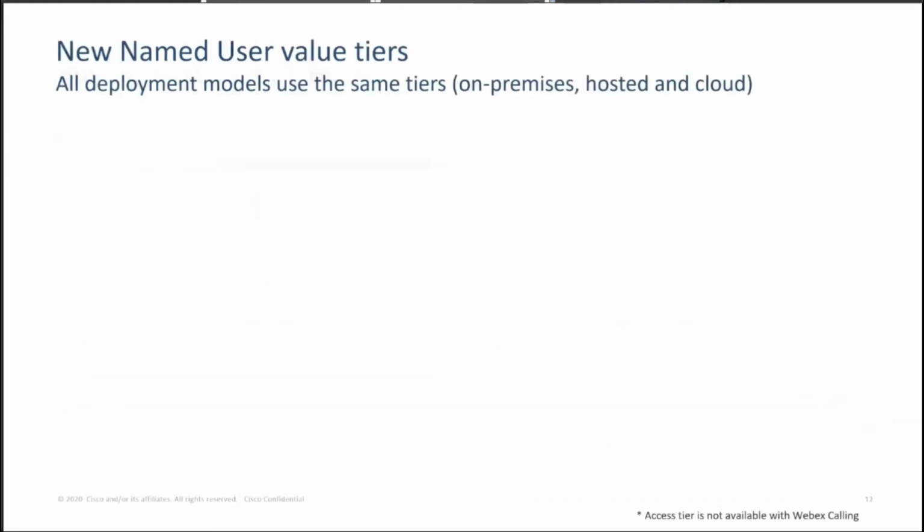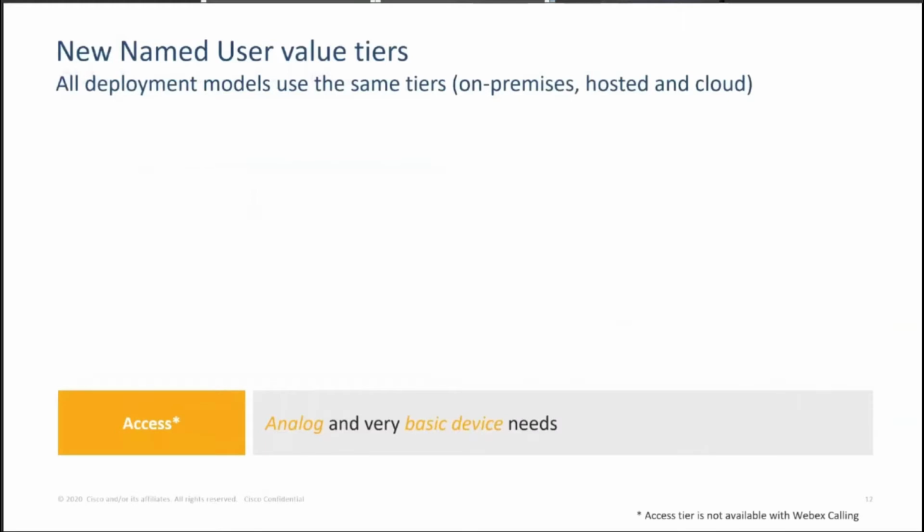So let's take a look at the tiers. So access tier. These are your analog and basic devices. And this is specific to named user. So the 250 or less mark, or 249 or less, I would say. So analog and basic device needs. That's an analog device like a fax machine, or like a 6901 or 7811, 7821, those phones.